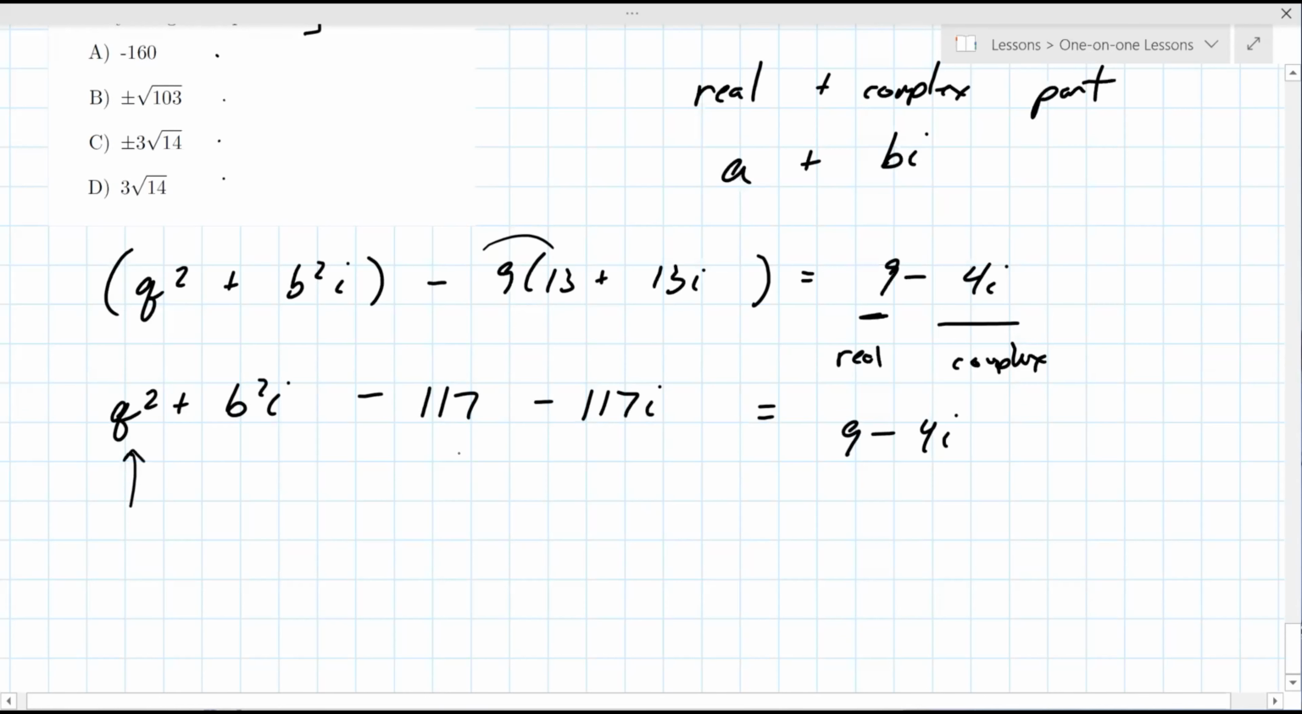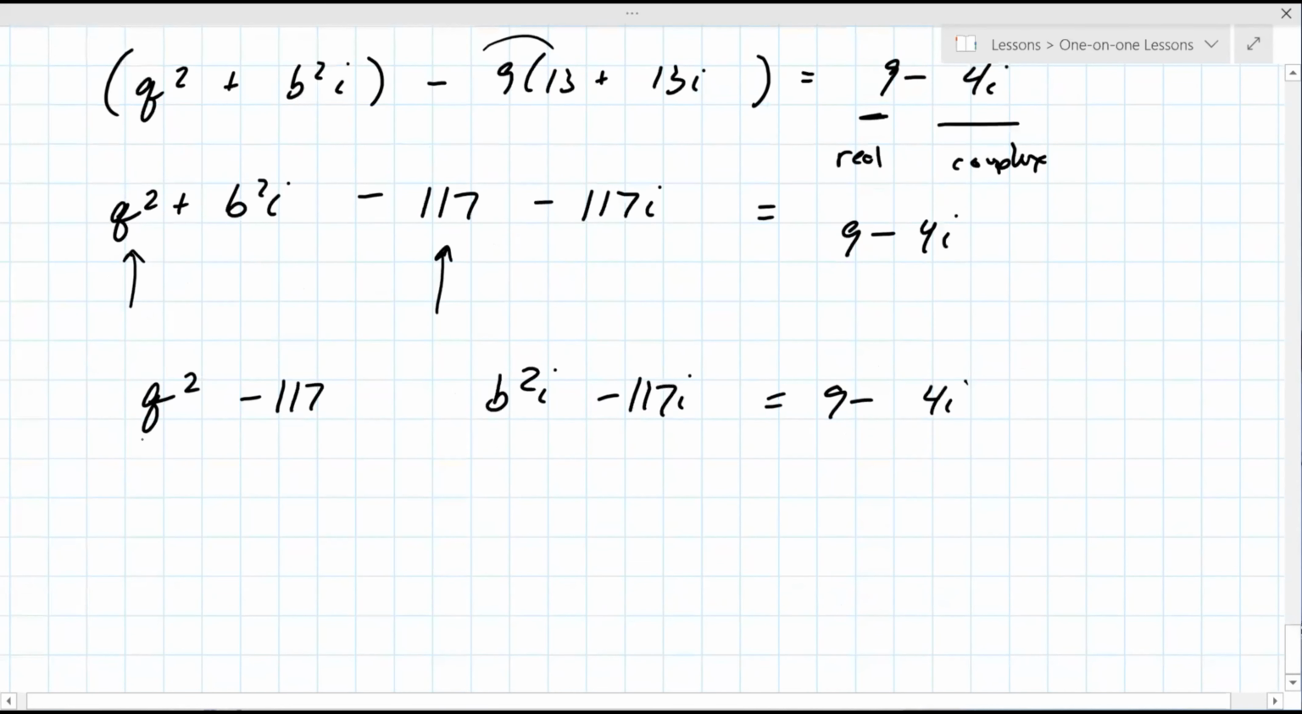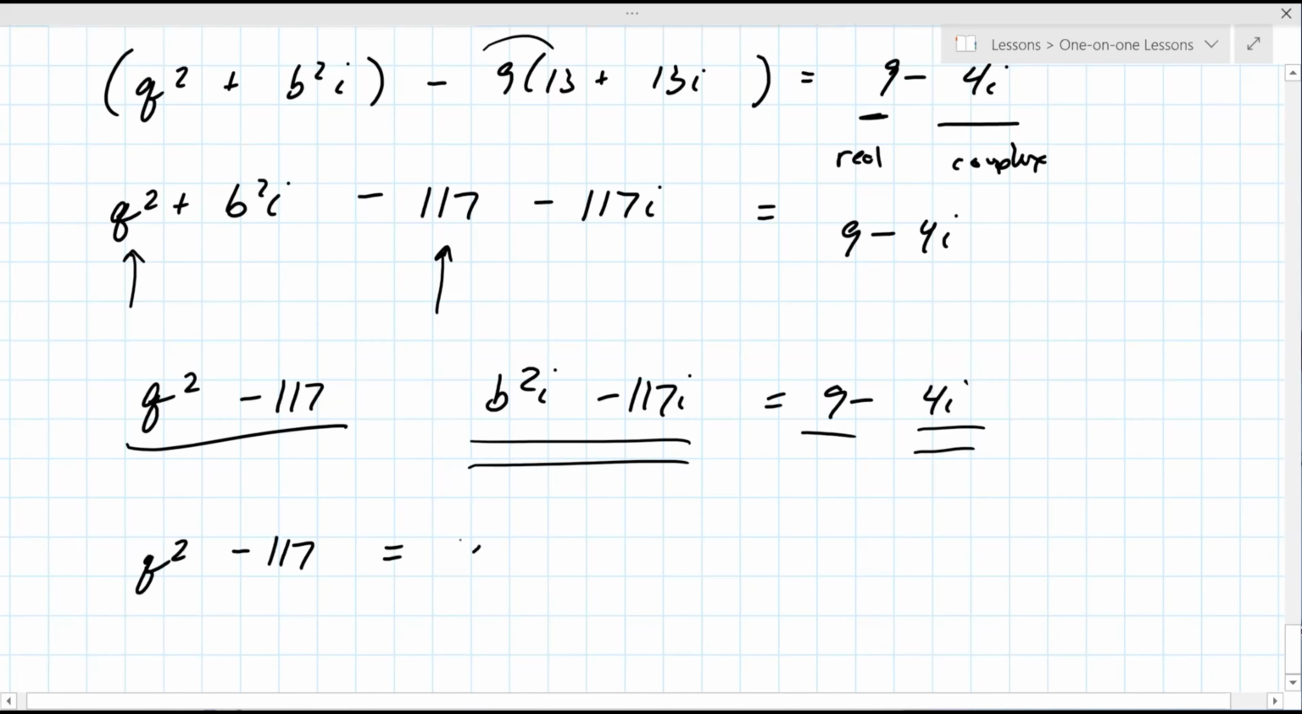So this is real, this is real, so we can put those together. Q squared minus 117, b squared i minus 117i is complex, and you can set the real part equal to the real part, and if you wanted to, the complex part to the complex part. But since it's asking you to solve for q, you set q squared minus 117 equal to 9.